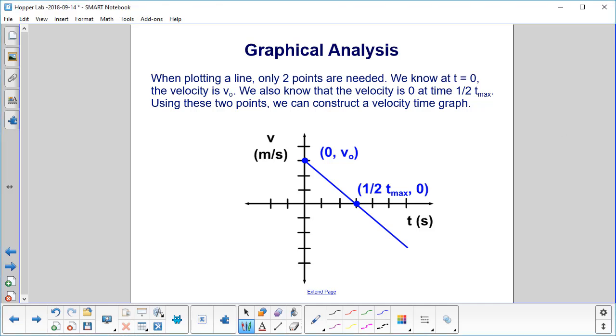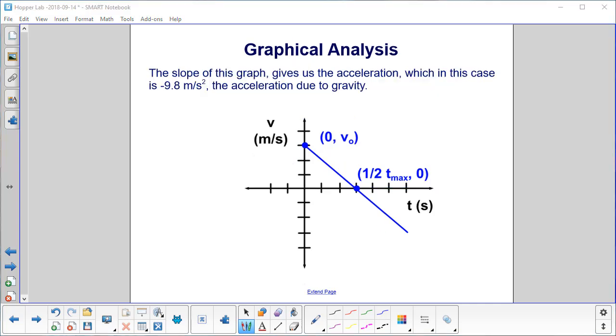Let's switch to a graphical analysis. When you plot a line, you only need 2 points. We know that at time equals 0, the velocity is V0. That's this point right here. We also know that the velocity is 0 at time 1/2 t max. So we go ahead and plot this point. Then we connect them up, and we have a velocity time graph for the hopper lab.